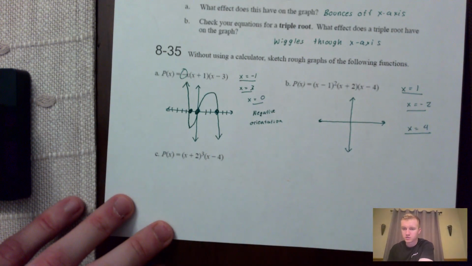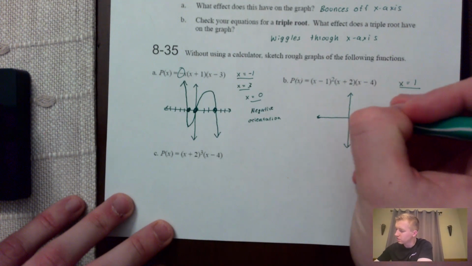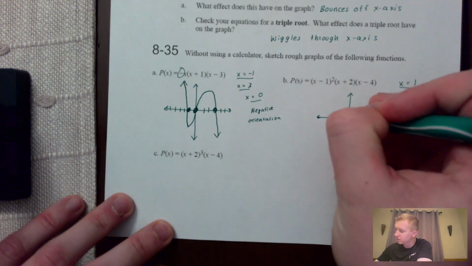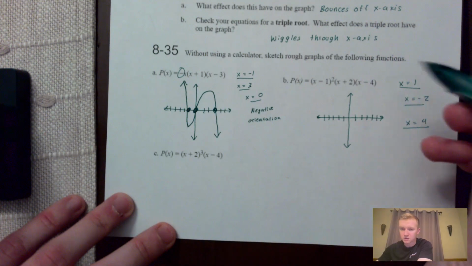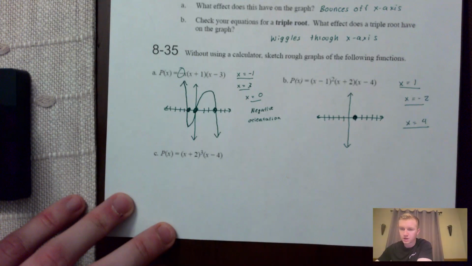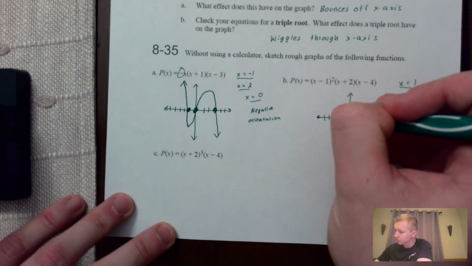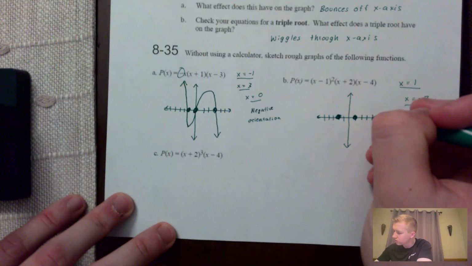So again, you got those three x-intercepts. What you're going to do now is go ahead and plot them. So I'm going to go 1, 2, 3, 4, 5, and then 1, 2, 3, 4, 5. And then I'm going to put my dots. So the first one at x equals 1, I'm going to put a dot there. Next one at negative 2, so I'm going to put that there. And then the last one at 4, so I'm going to go 1, 2, 3, 4, and I'm going to put it there.